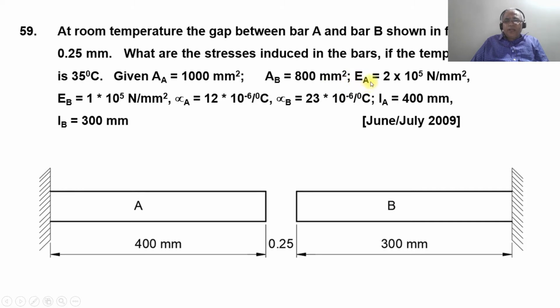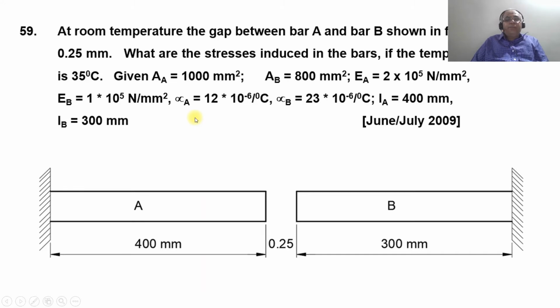The Young's modulus of bar A is 2 into 10 to the power of 5 Newton per mm square, and the Young's modulus of bar B, EB, is equal to 1 into 10 to the power of 5. Given alpha A, the coefficient of thermal expansion, is 12 into 10 to the power of minus 6 per degree centigrade, and alpha B is 20 into 10 to the power of minus 6 per degree centigrade. The length of bar A is 400 mm and the length of bar B is 300 mm.